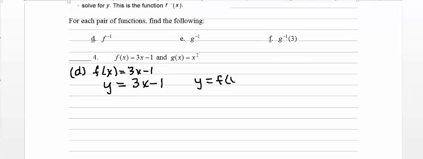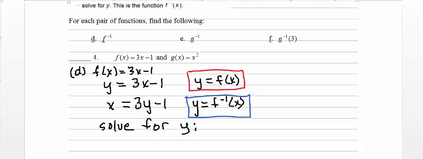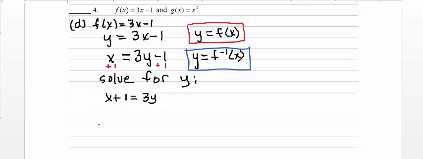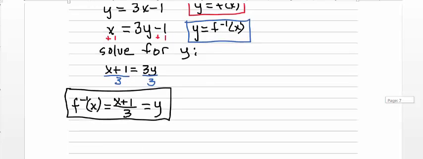So we replace f of x with y, noting that this y is f of x. We interchange x and y, and we get x equals 3y minus 1. And keep in mind, after we do that interchange, y is f inverse of x, which is what we're trying to find, so we're going to solve for y. So we add 1 to both sides of the equation, and we get x plus 1 equals 3y. Now to isolate y, we divide both sides by 3. And we get y equals x plus 1 over 3. And that y is f inverse of x. So we have found the inverse function.